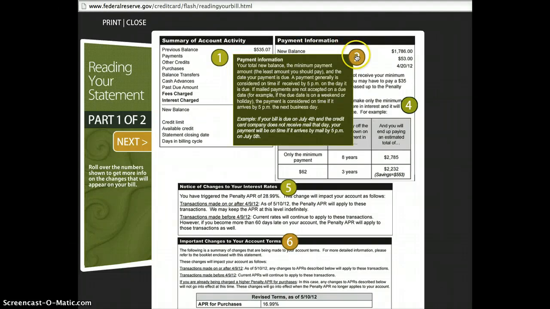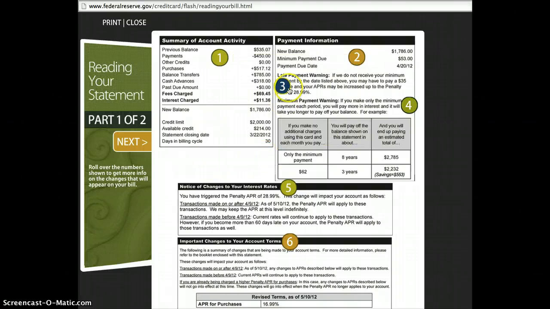The second is going to be your payment information, and this will show you your new balance that you owe, the minimum that you can get away with paying, which is never a good idea because that's where you're going to run into a lot of interest charges. And then this is also going to show you when the payment is due. So this is also important. The third section, this is going to show you what happens if you make a late payment. And this is where you would either get charged a fee or maybe you would get kicked into the penalty APR. So you want to be really careful and pay attention to this.